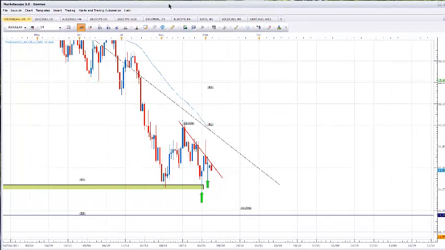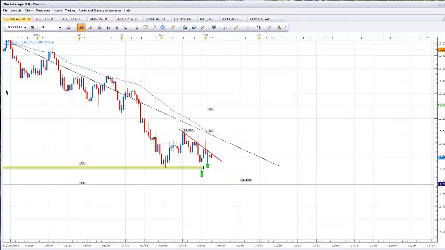Hi YouTube, it is September 4th, 2017, and this is a daily chart of the dollar index. What we're looking at here is a chart that stretches back to April of this year.